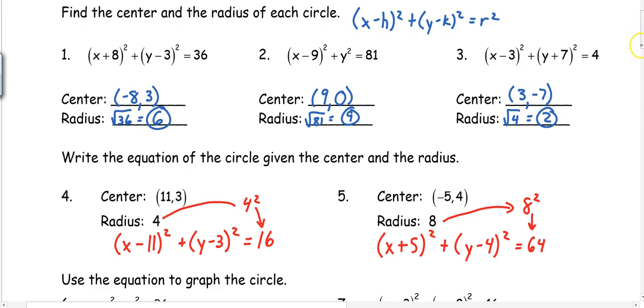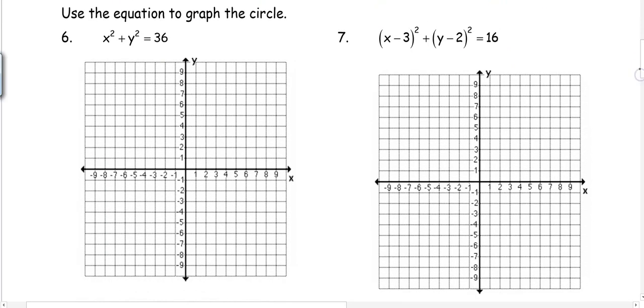Now let's use the equation of the circle to graph. So in number 6, we have the equation x squared plus y squared equals 36. So my center, I'm going to look at x and y. No number is being added or subtracted, which means my center is at 0, 0. And my radius is equal to the square root of 36, which is 6.